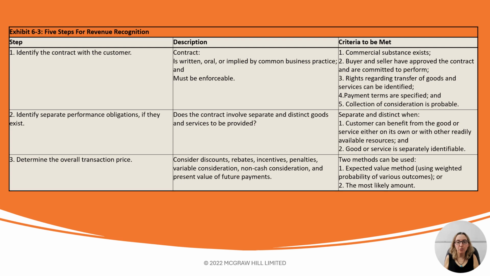So now let's go through some more detail on the 5 steps. So the first one is identifying the contract with the customer. And again, contracts can be written, they can be oral, or they can even be implied by common business practice, but they must be enforceable.